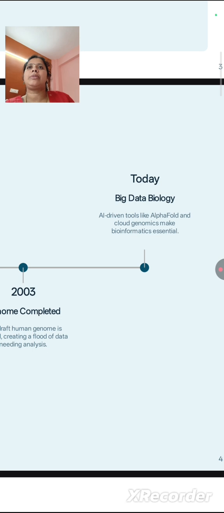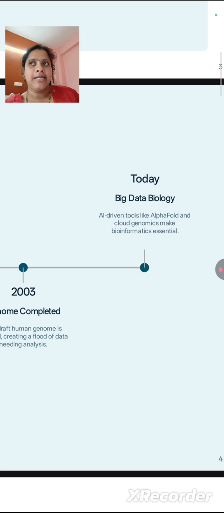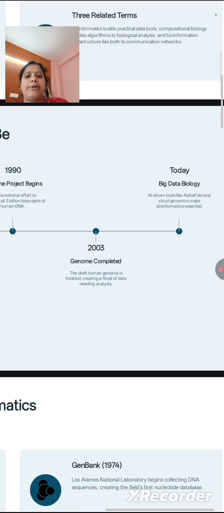Once genome sequencing is completed, every piece of data is stored in a database. We need to understand what the data contains and how it could be analyzed. So today, big data biology, AI-driven tools like AlphaFold, cloud genomics, and different techniques have come into the picture.